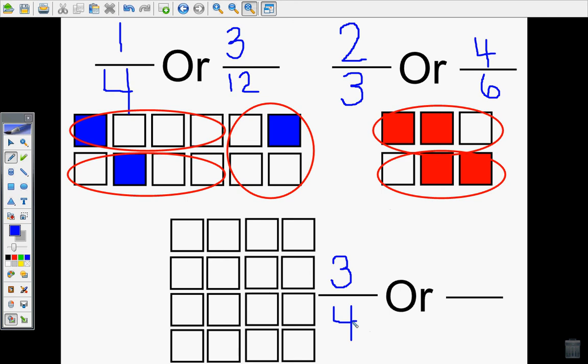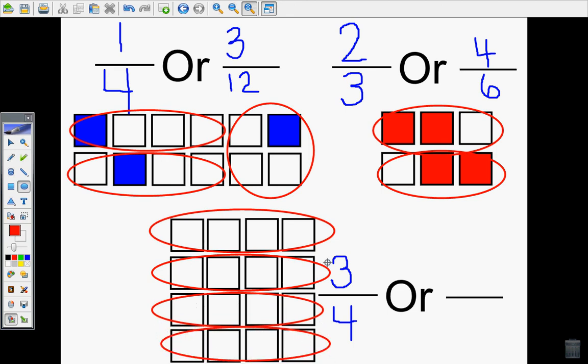On my last set, I'm going to try to put them into groups of 4. So I'm going to count 1, 2, 3, 4. 1, 2, 3, 4. 1, 2, 3, 4. 1, 2, 3, 4. And now in each group I want 3 out of the 4 colored in. So I want this one, and this one colored in, because that would be 3 out of the 4.